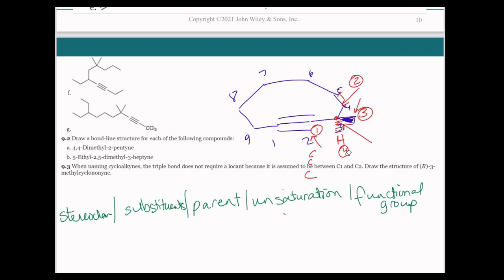All right, clean up some of this. Okay. All right, so this carbon is carbon number 2, this is carbon number 1, number 3 is coming out at us, and the hydrogen is going back. So this is 1 to 2 to 3. The progression of rotation is R. So in fact, this is our R 3-methyl cyclononine.